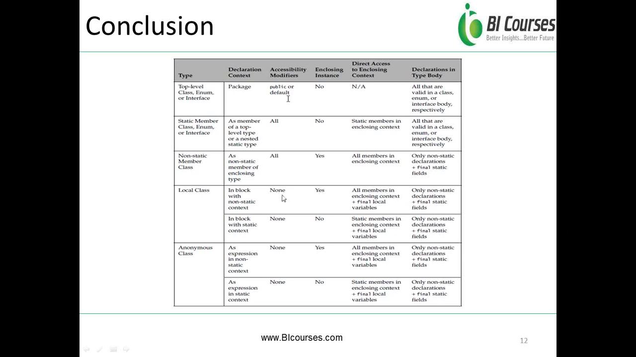So if we look at this table, top level classes, enums or interfaces have package level declaration context, whereas static members are members of a top level type or nested static type, and non-static members are non-static members of the enclosing type. Local classes are in a block within a non-static context or in a block with static context. Anonymous classes have a static context as well as a non-static context, whereas non-static members only live under the non-static, whereas static members live in a top level type or nested static type. And access specifiers are public or default. Here for static classes we can use all, whereas for local classes we cannot use any access specifier, none.